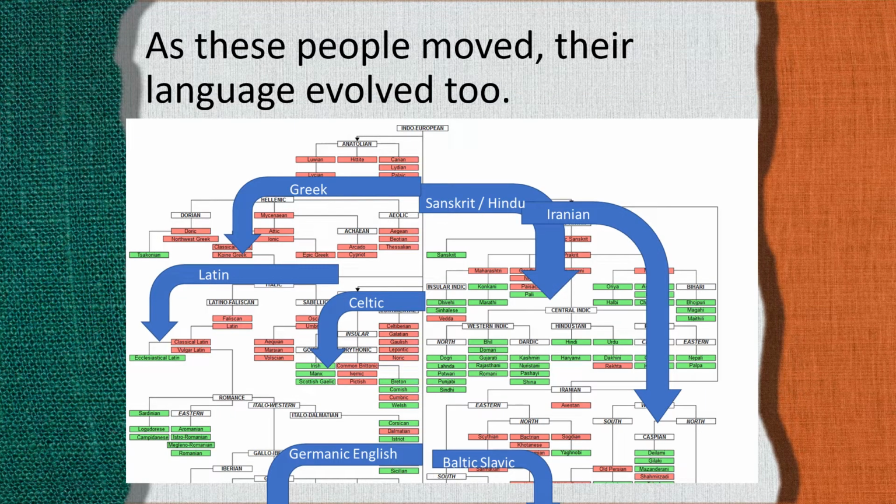And as they moved, their language evolved too. So with this Indo European migration, you see them developing new languages that split off as they move, starting with Anatolian in Turkey, Greek, and those who moved east, Sanskrit and Hindu or Iranian. Those who moved west created the Greek language, the Latin language, the Celtic language, and the Germanic and English languages, depending on what stage of history, bearing in mind many of these were 1,000 years apart.